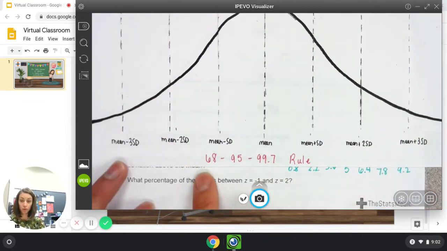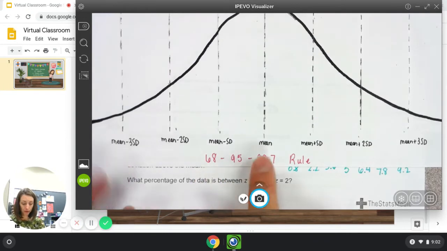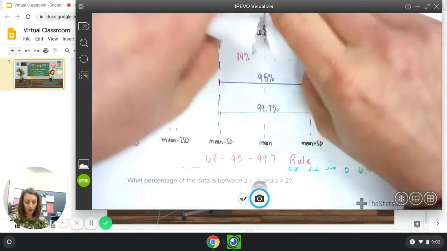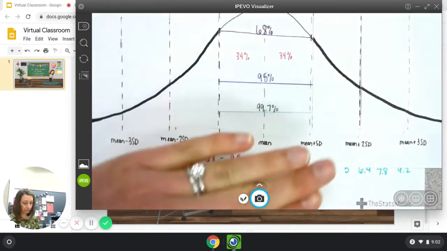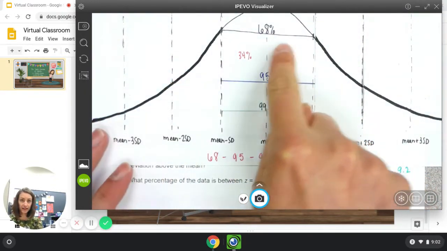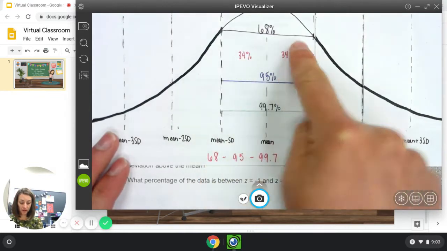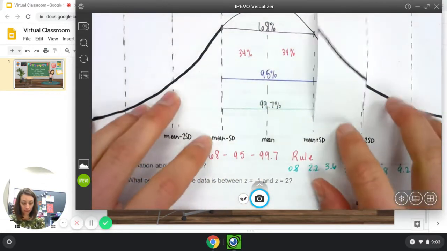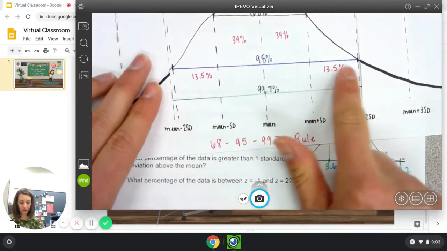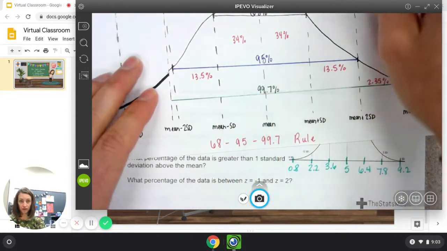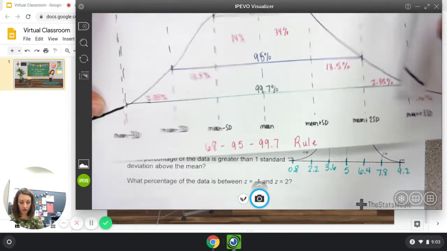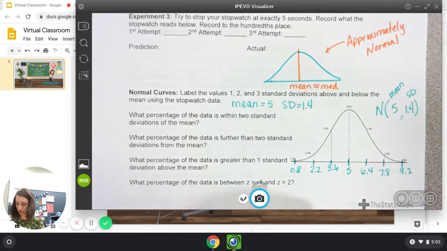So in a normal distribution, we go 3 standard deviations in each direction. The area between one standard deviation is 68%. So 68% of our observations are within 1 standard deviation of the mean. 95% are within 2 standard deviations, and 99.7% are within 3 standard deviations. We're going to label that on this curve right here.